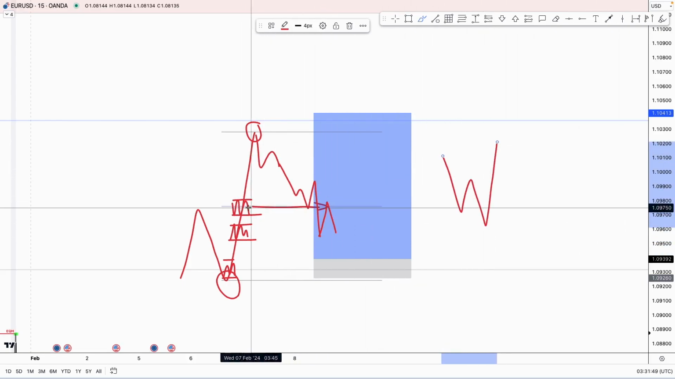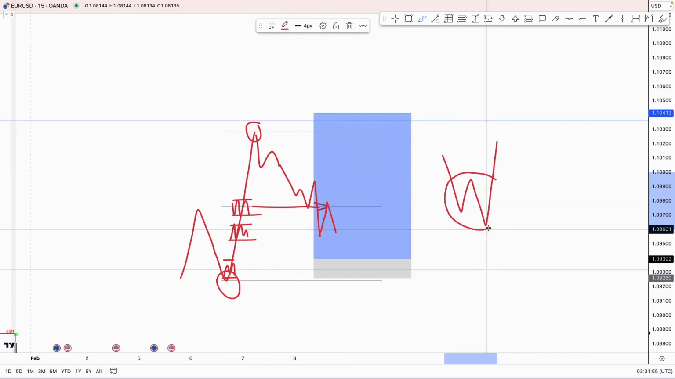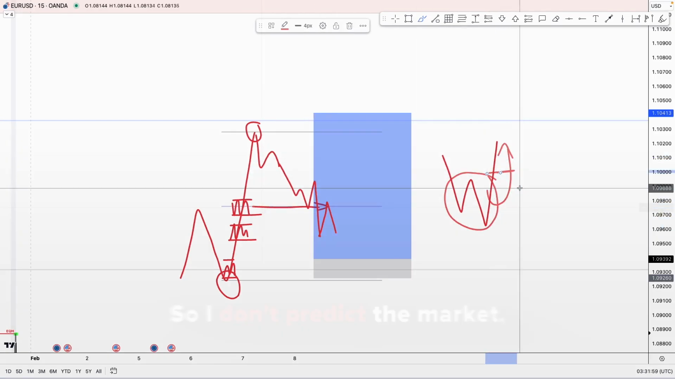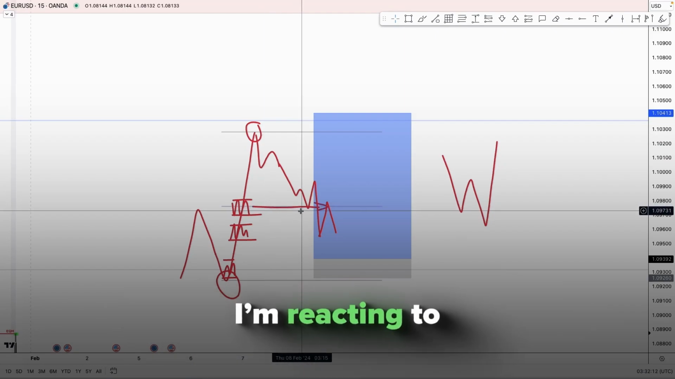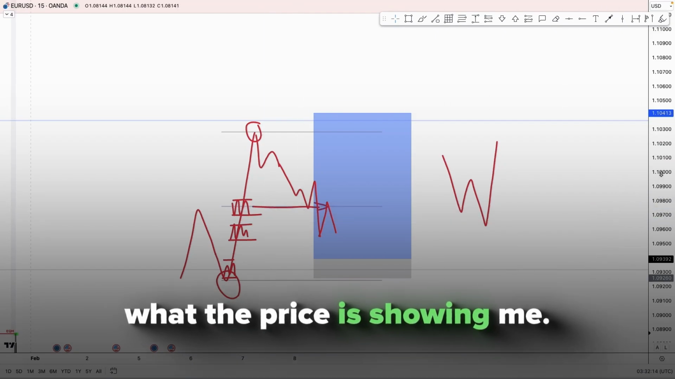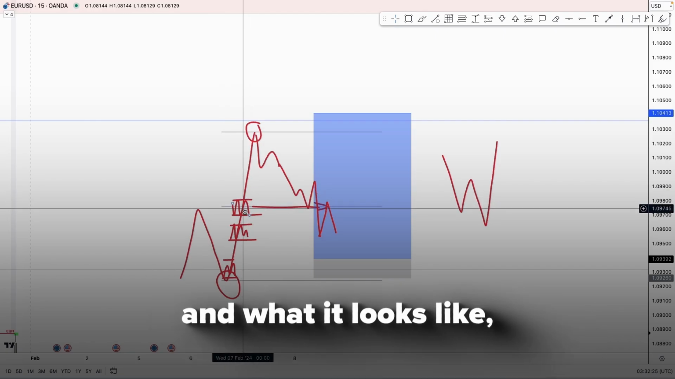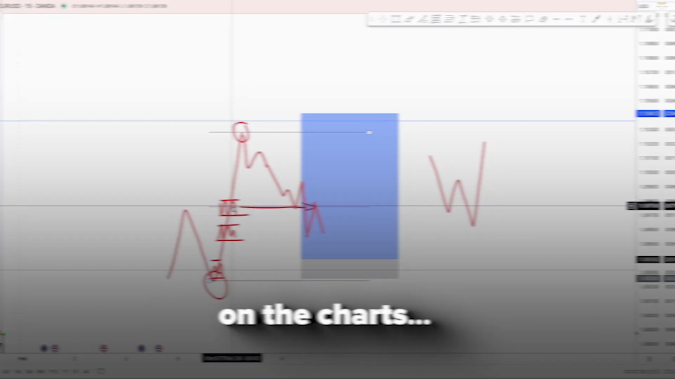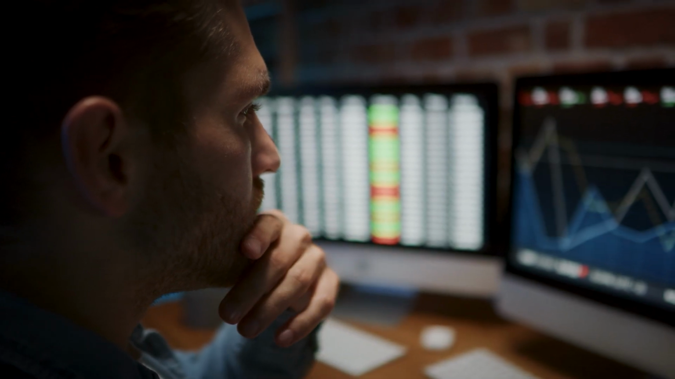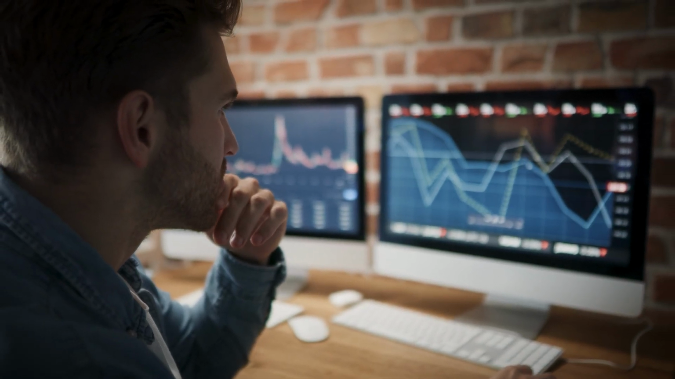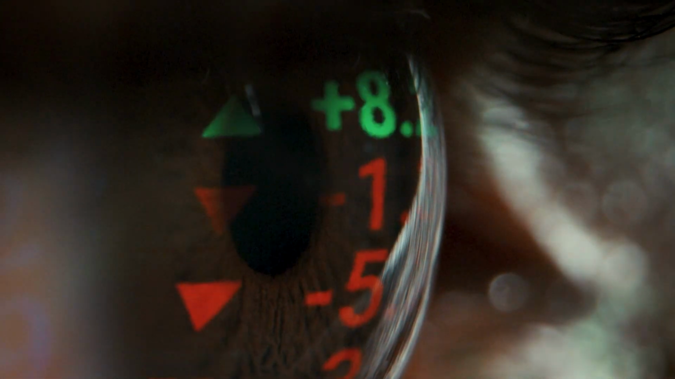So I wait for price to get there, react, show me that it wants to create intention to the upside, and then I get involved. So I don't predict the market, I am reacting to what the price is showing me. As long as you can read what a sideways range is and what it looks like and how it's represented on the charts, that means you can read where the orders are in the market. As long as you can read an order block, what it looks like on a price chart, you're going to be able to read where the orders are in the market.